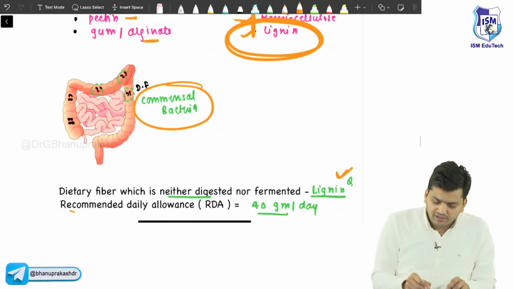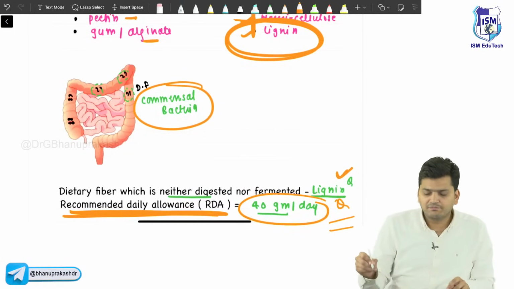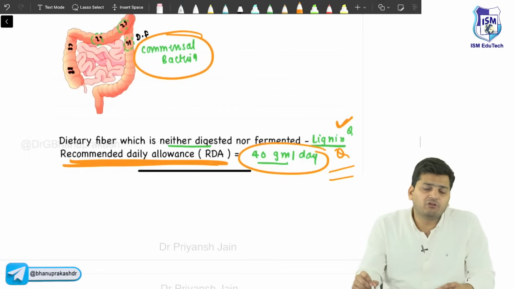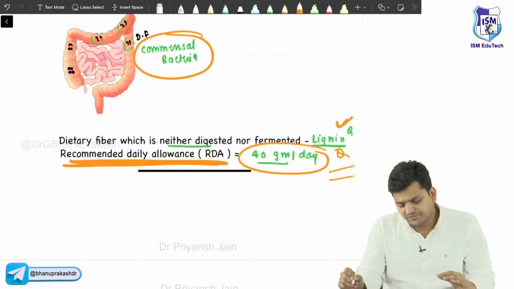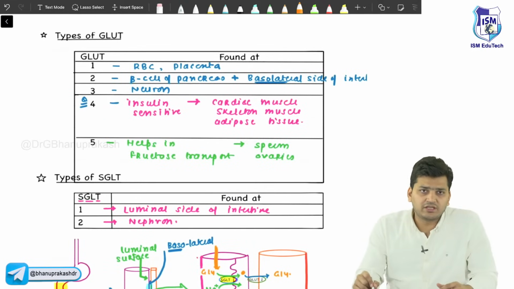And every day, how much dietary fiber should one eat? The recommended daily allowance is 40 grams. Every day you should eat at least 40 grams of dietary fiber. Done. Now coming to the glucose transporters.